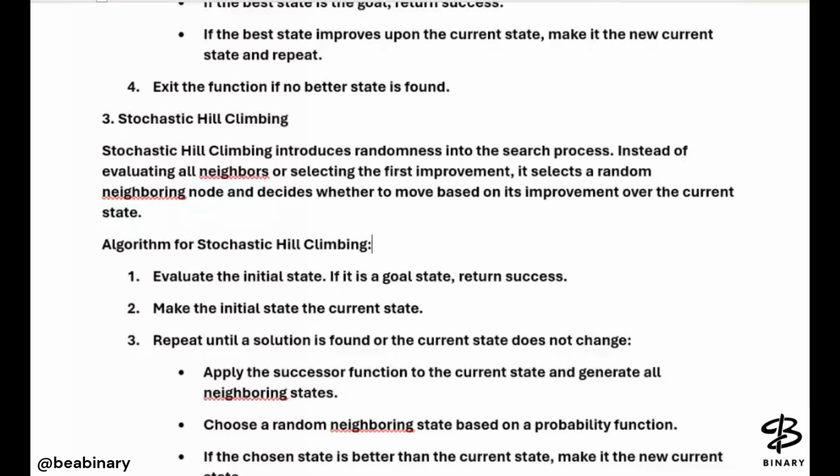So in the algorithm here, the first step is the same. We will evaluate the initial state, whether the initial state is a goal state. If it is a goal state, we will return success. The first step is the same. Then in the next step, make the initial state the current state, right? We will make the initial state the current state.